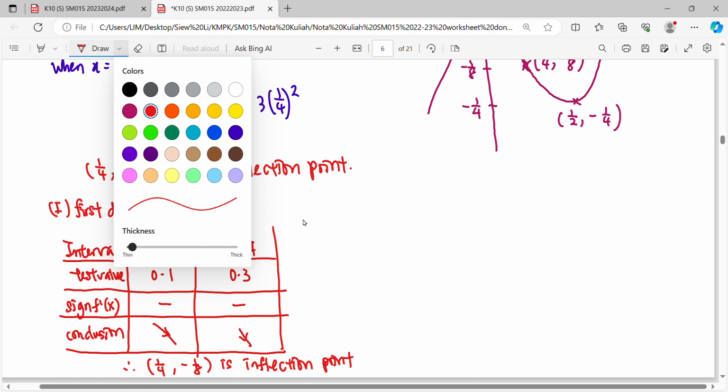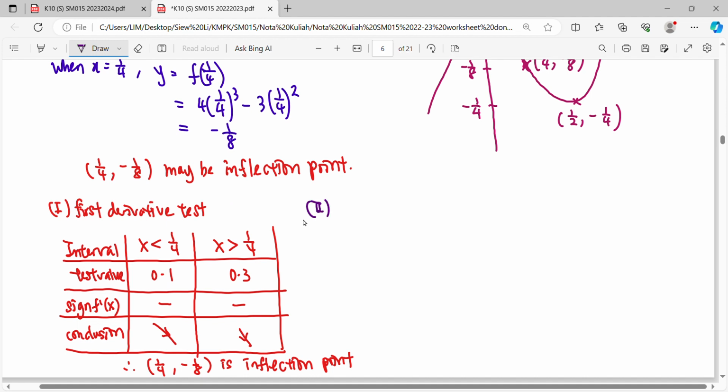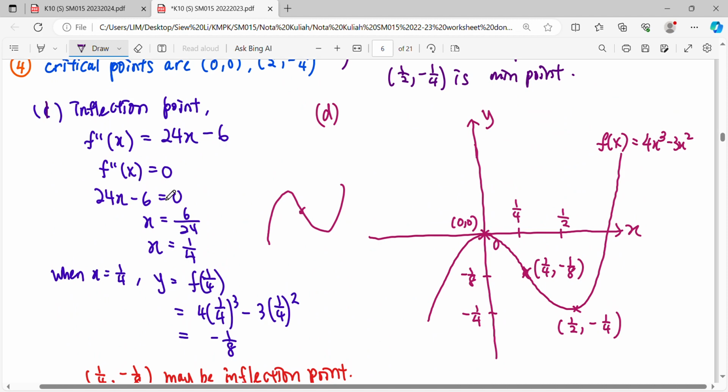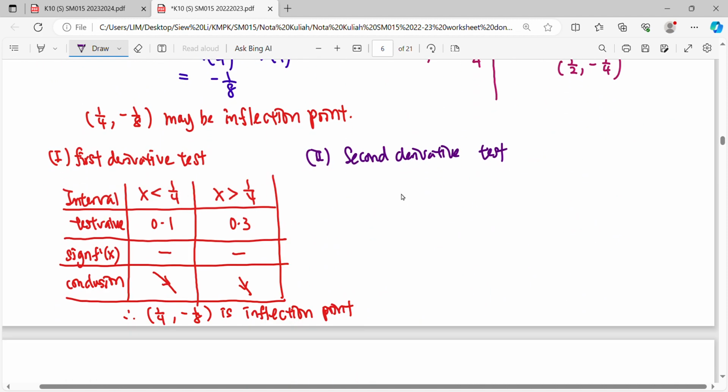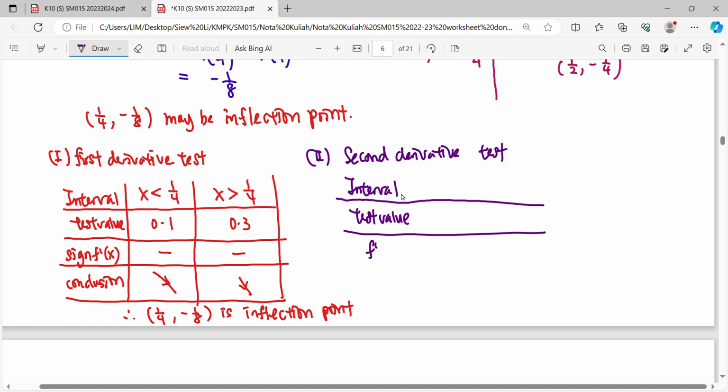Another method we want to discuss here is the second derivative test. Of course, we set the second derivative equal to 0. To test concavity, we find the interval, then ask what the test value is, what our second derivative result is, and what the conclusion is.